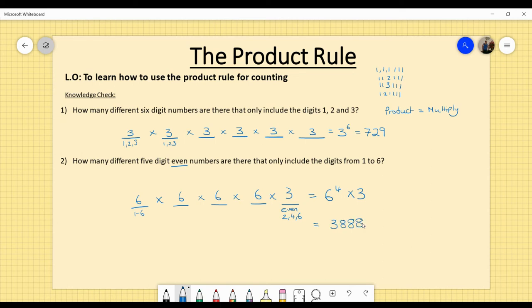3,888 possible combinations. So as you can see, you wouldn't want to sit there and list all those possible combinations because you'll end up with a very long number. Okay, give the worksheet a try and then let me know your score on the Google Sheet.